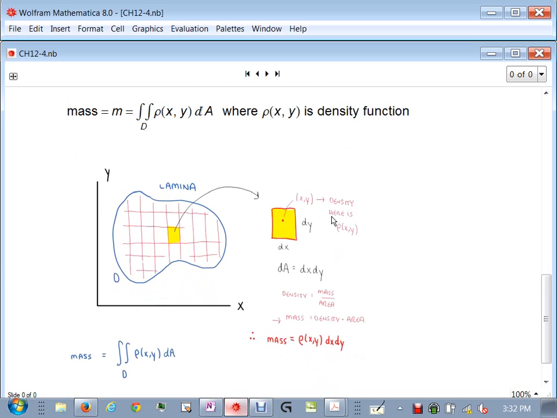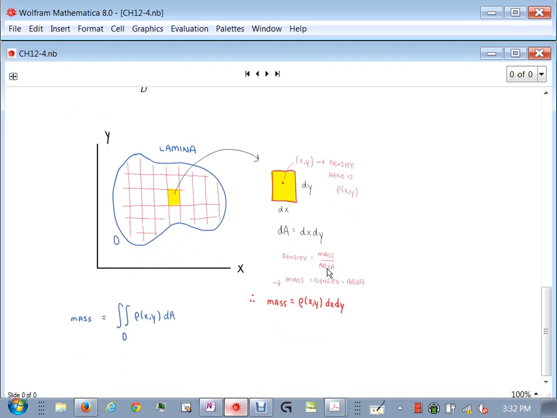If you're given a density function, if density is mass divided by area, then if you multiply both sides by area, you get that the mass is density times area. The density is a function you have to be given, and the area we already know is dx dy. So to figure out the mass of the whole lamina, you need to do a double integral over the region of the density times the infinitesimal area, and add them up. The only thing that's changed is that instead of using f of x,y, we're using rho of x,y, and rho of x,y is what we call a density function.